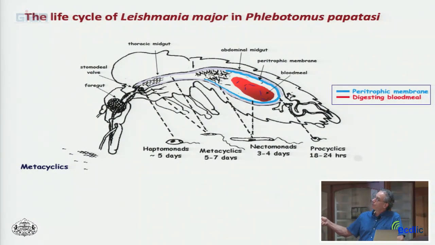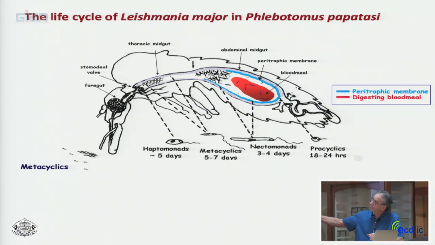And then these promastigotes that are attached, the blood meal is excreted, the promastigotes that have anchored themselves to the gut wall, they detach, and then they'll begin to migrate anteriorly and colonize the most anterior parts of the digestive tract. This is the foregut here. And this is the anterior midgut or thoracic midgut.